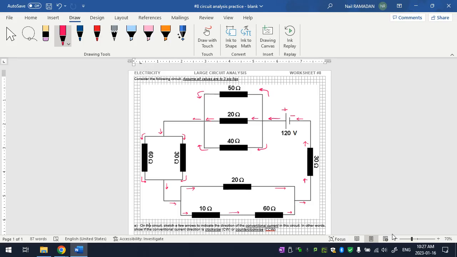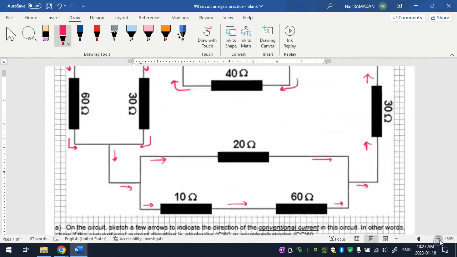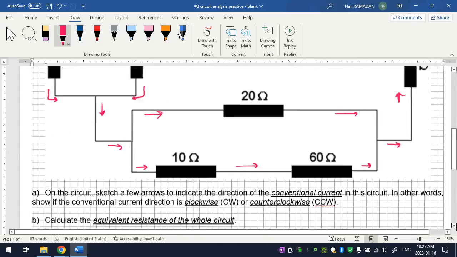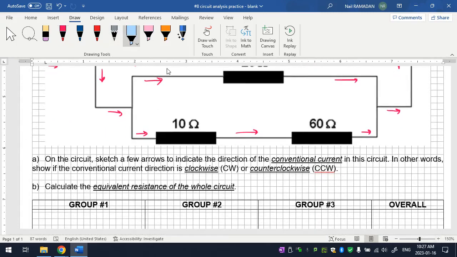Sketch arrows to tell me how the current is circling around within the circuit. Got it. Is this clockwise, CW, or counterclockwise, CCW? Is it with the clock or against the clock? It's against the clock. Perfect. So go ahead and just circle CCW. Against the clock means counterclockwise. Counter means against or opposite. So it is going counterclockwise.